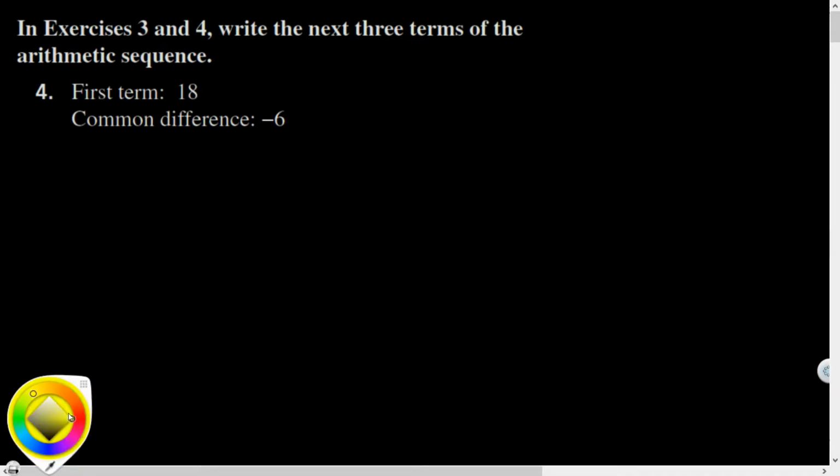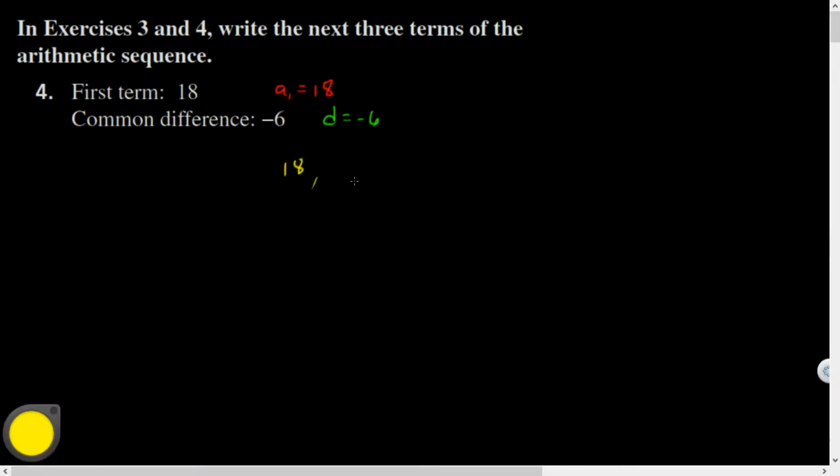All right, so it says write the next three terms in the sequence. The first term we might call a sub 1. They're telling me it is 18. The common difference, which we call d, is -6. If I'm writing my list, all I'm going to do is subtract 6 repeatedly to find each consecutive term. So 18 minus 6 is 12.